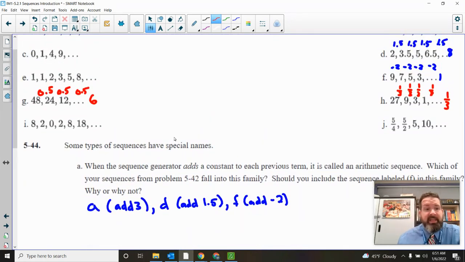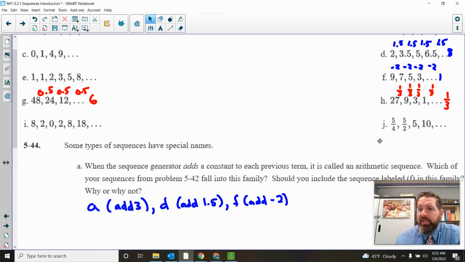Let's continue on. Thanks for sticking with me. So to go from 8 to 2, you'd be multiplying by 1/4. But to turn a 2 into a 0, you need to multiply by 0. Those are not the same number. You're not multiplying by the common ratio each time. Letter I is not geometric.